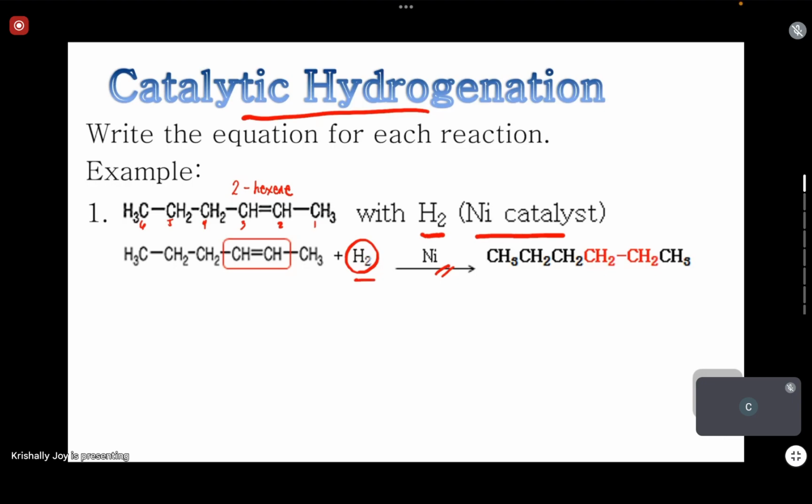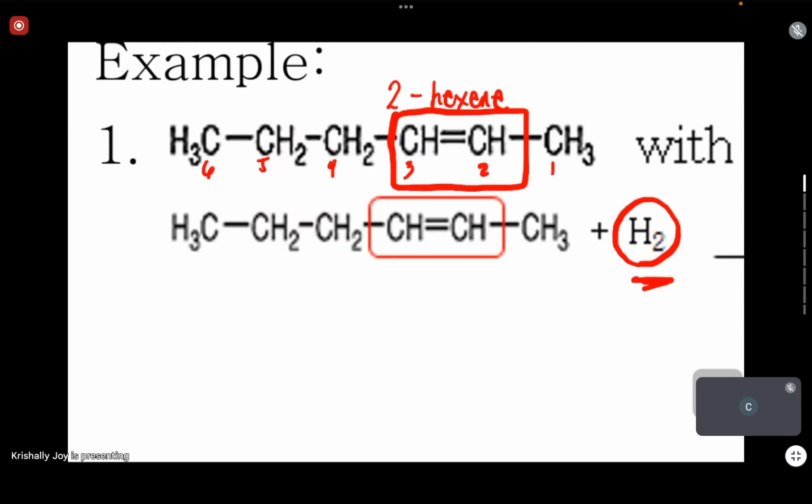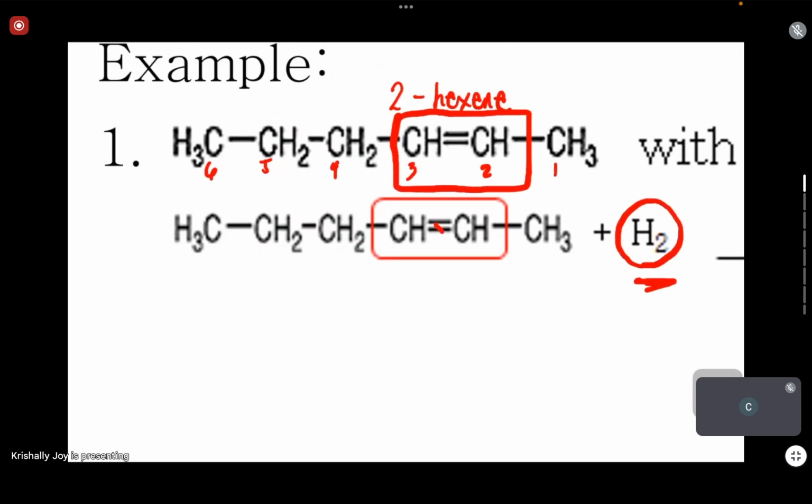Tingnan nyo lang kung ano yung being reacted sa alkene. If it is H2, a hydrogen gas, then automatic, that's catalytic hydrogenation. Where will the reaction occur? Hanapin nyo kung nasaan yung double bond. Sa mismong functional group, dun mangyayari yung chemical reaction. Okay? So you have a double bond here. For the addition of hydrogen to proceed in that portion of the alkene, you have to break the pi bond.